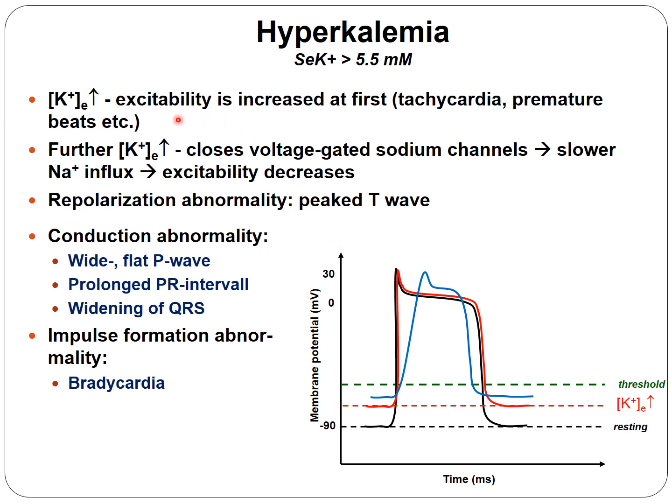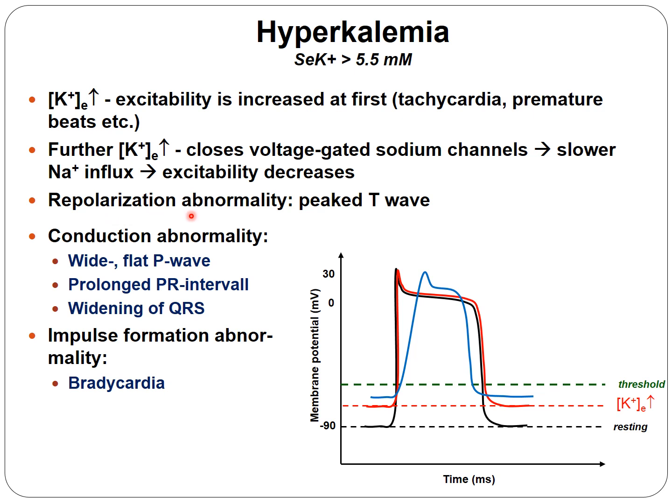In the heart, when we do have an increase of extracellular potassium concentration, the excitability will increase first. So tachycardia and premature beat formation will increase, because the voltage-gated sodium channels open when we are getting closer to the threshold. However, when we get very close to the threshold, these voltage-gated sodium channels are inactivated, so it will influence the sodium influx. The sodium influx will be slower and the excitability will decrease.